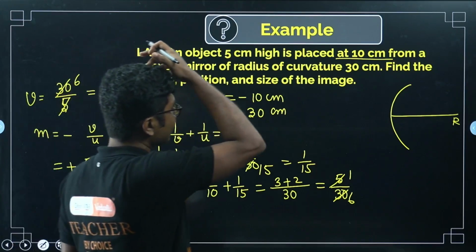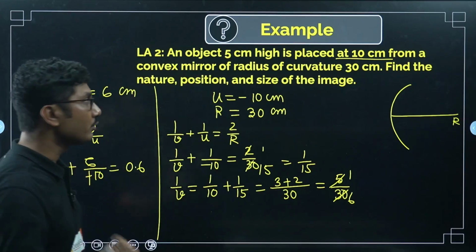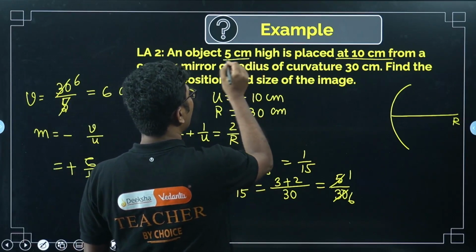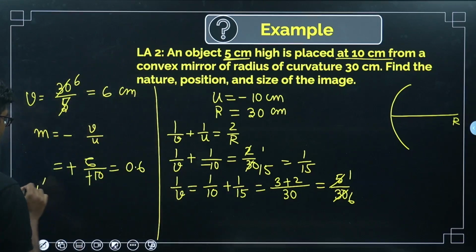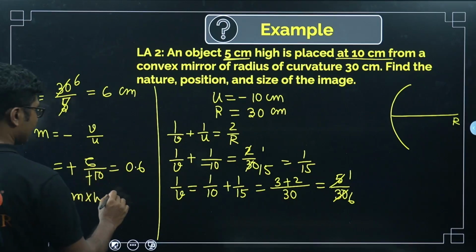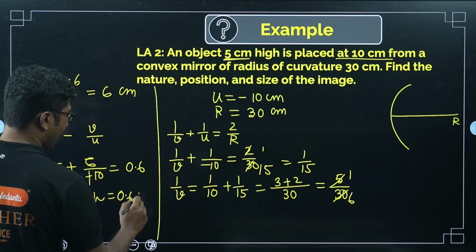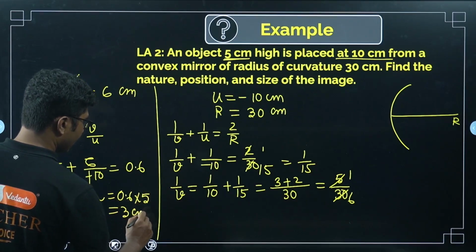So what is the size? Now they have not asked you to find the magnification, they have asked you to find the size, because object size is given, right? So the height of the image is basically magnification times the actual height. So 0.6 times 5. So it will be 3 centimeter.